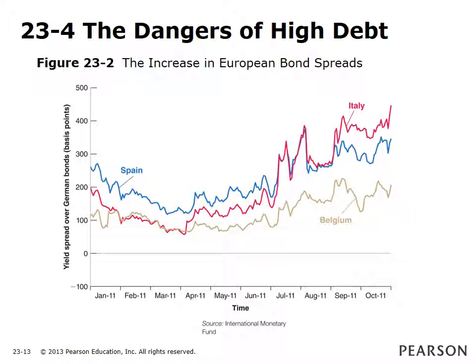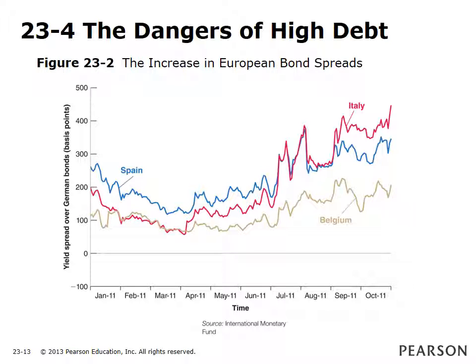Figure 23-2 shows the dangers of high debt. The interest rates on government bonds in Italy, Spain, and Belgium were much higher than in Germany. Investors wanted higher rates in order to lend money to governments of Italy, Spain, and Belgium because they had high deficits and debt compared to Germany, and investors considered them more risky. So, the danger of high debt is an increase in the cost of borrowing for the government.